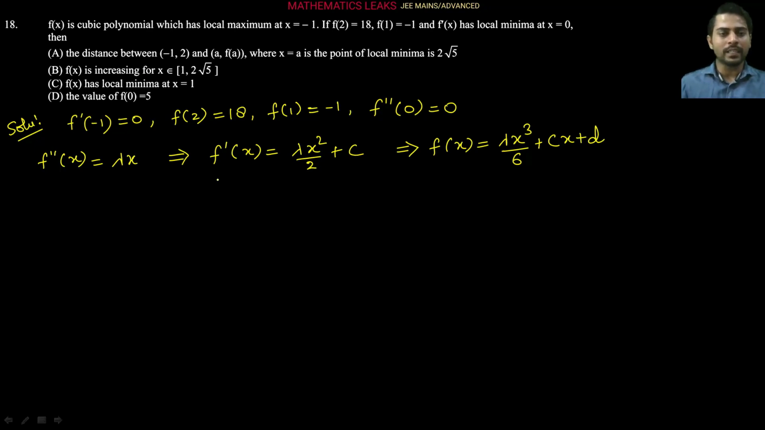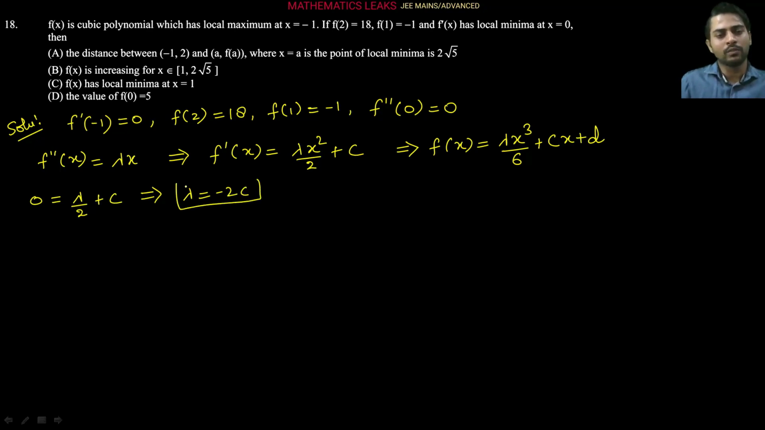So let's solve it. Since it is given that the first derivative at -1 is 0, putting f dash of -1 is equal to 0 in this equation, we get 0 is equal to lambda into -1 squared, so 1 only, so lambda by 2 plus c. From there we get lambda is equal to minus 2c, right?